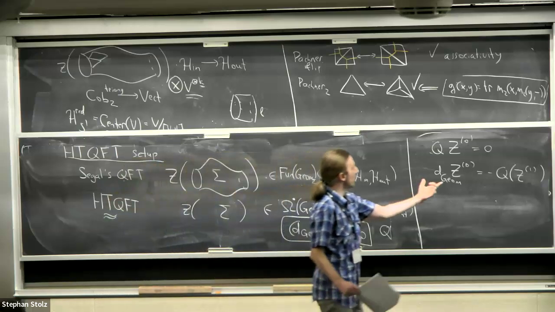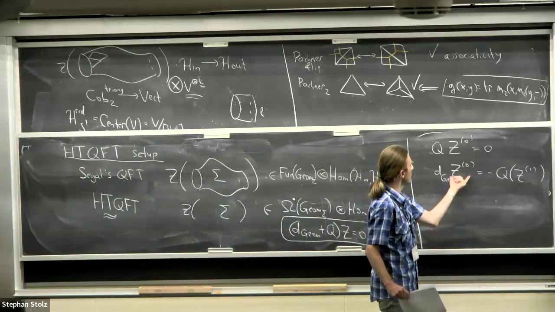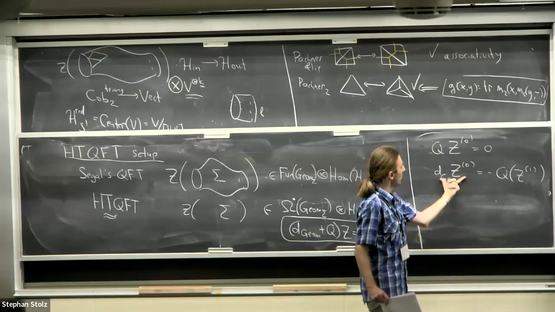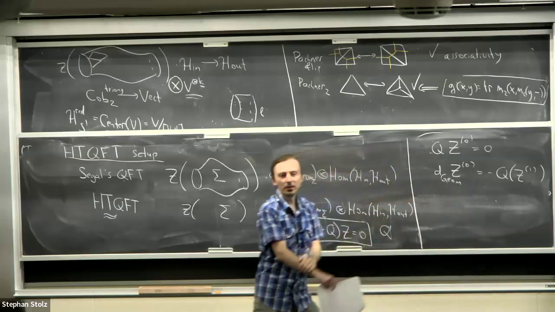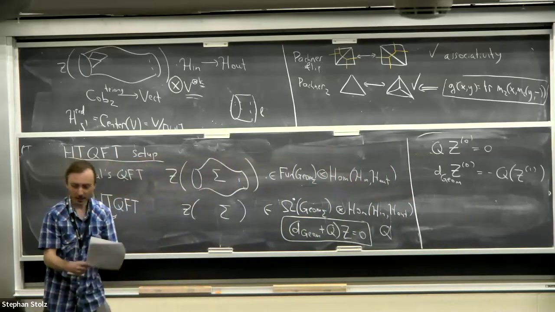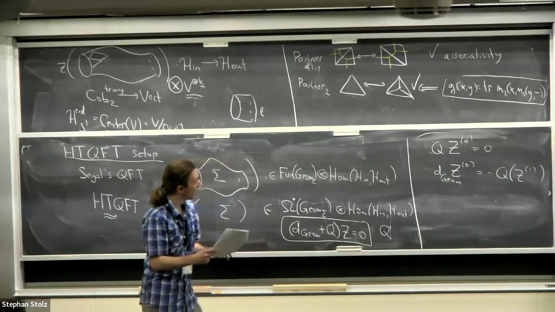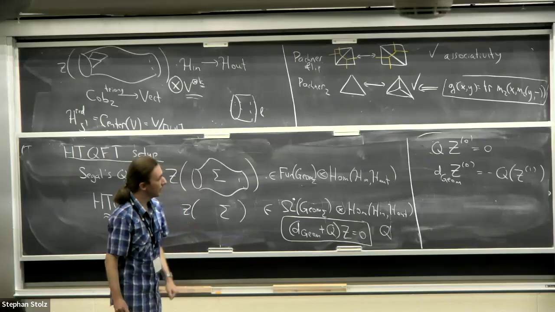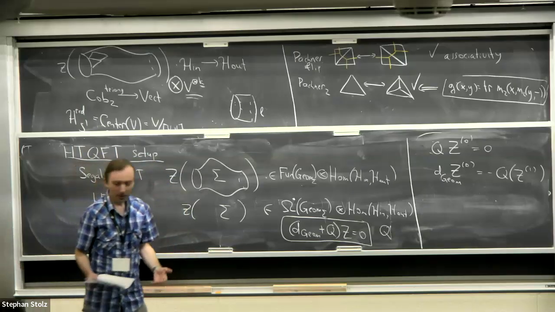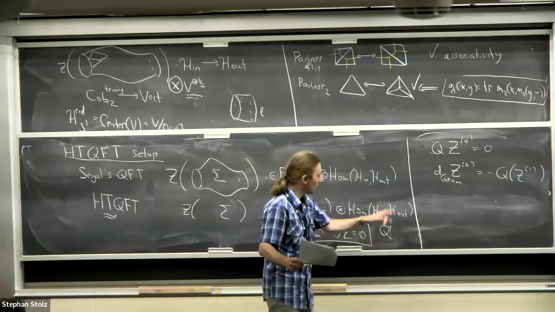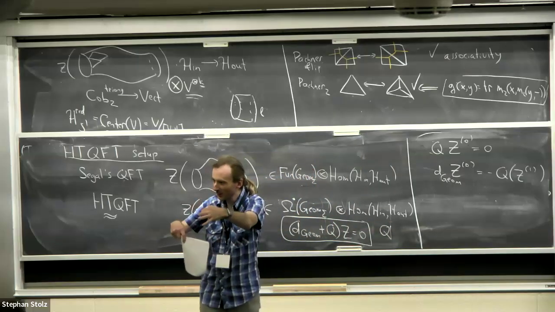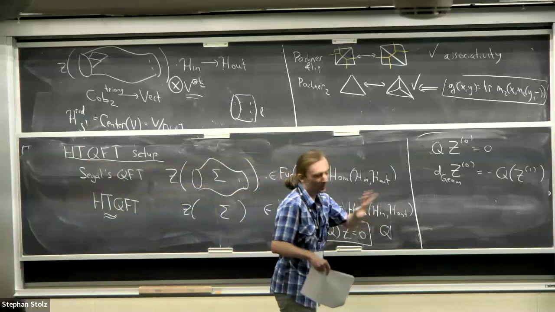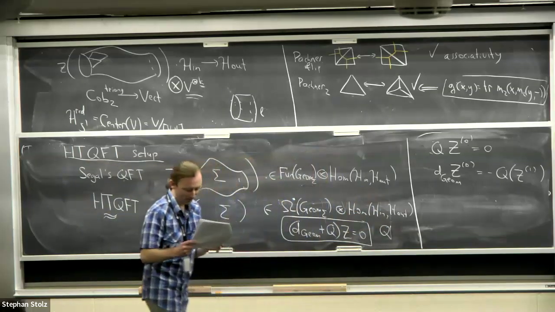So how should I interpret this? This is a function of geometric data, and this is an infinitesimal change of Z0 as I change the geometric data a little bit. The H's are now chain complexes, and Q is the differential on those things. So by abuse of notation, Q is all the differentials: the differential on each H, and also the induced differential.